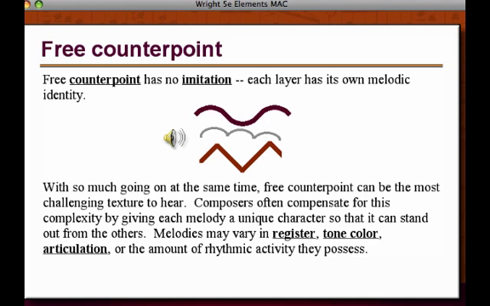If you're a composer like Bach and you think about it, you can make the different melodies sound really nice, but you have to take the harmonies that result into consideration. This piece is a 20th century piece by Stravinsky. So as it's pointed out here, free counterpoint can usually be the most challenging texture to hear.